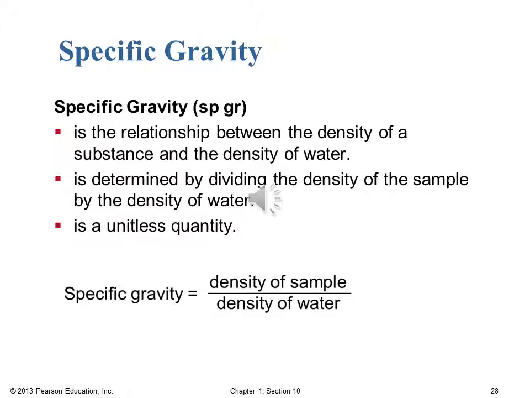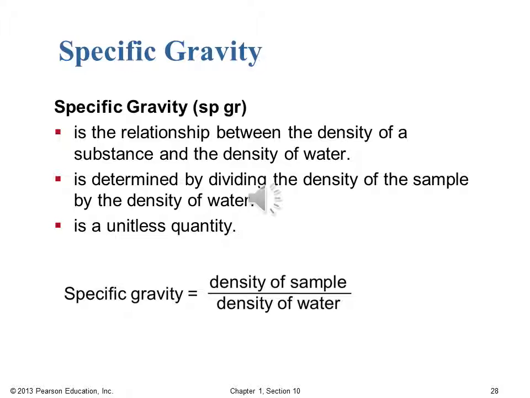Sometimes you may see specific gravity listed on a particular chemical reagent or in a safety data sheet or someplace. Specific gravity is the relationship between the density of a substance and the density of water. It's determined by dividing the density of the sample by the density of water, and it's unitless because the units of density for the sample and water would both be the same if we're going to make a meaningful comparison. So just be careful of that.